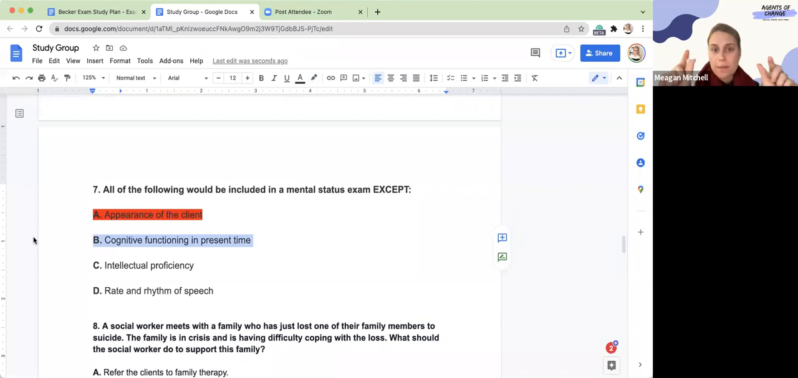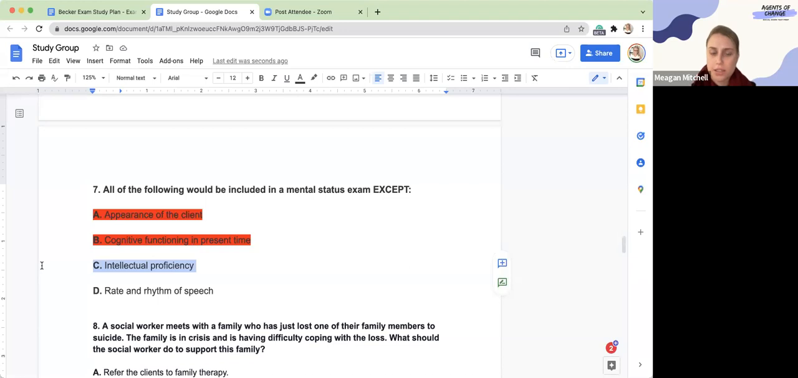This is a moment in time. Definitely included. So that's not the correct answer. Intellectual proficiency. This is another word for IQ. Would we ever be able to determine IQ in a mental status exam? No, that is IQ testing. We could make assumptions, but that's not appropriate for a mental status exam.